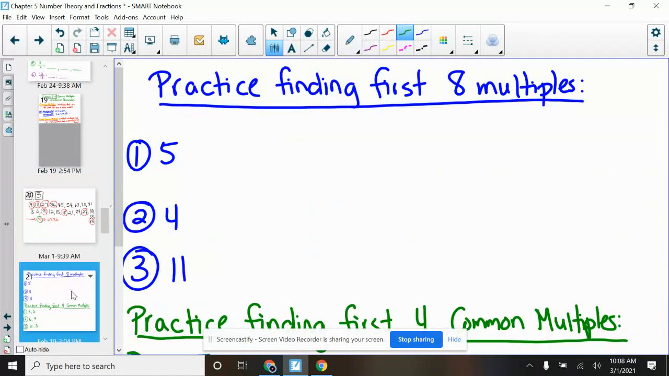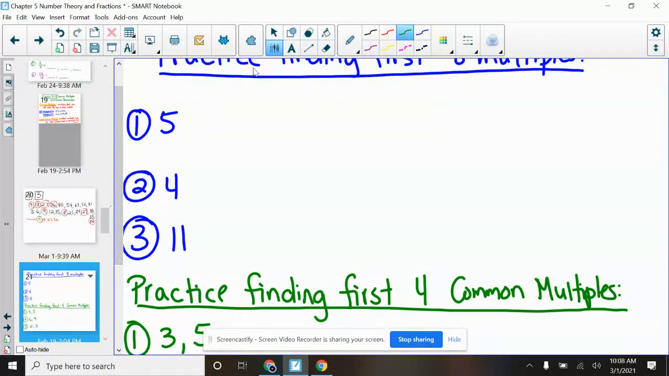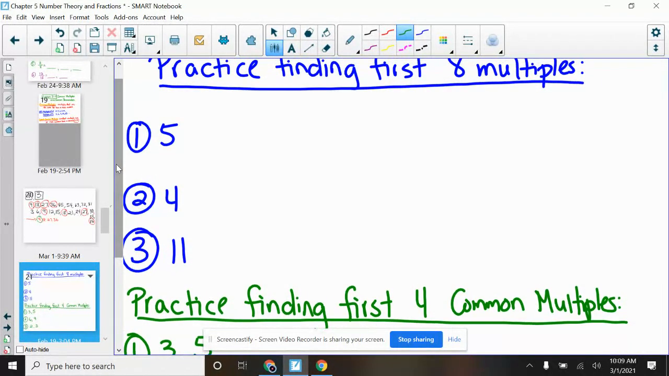Okay, so let's jump to this slide right here. Now obviously, I don't want you practicing all of these, but this page has 2 skills on it that I just taught you. The top stuff in blue is practicing on just writing the multiples of that number. So I want you to do number 2 in the blue. Obviously, you're not finding common multiples, you're just finding multiples. I just want you to list, and how many? What does it say in the directions? 8. So you have to list the first 8 multiples of 4.